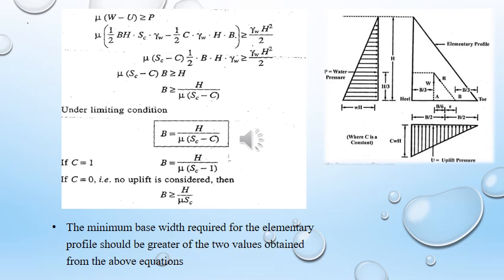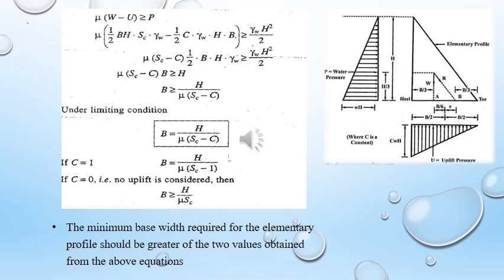Then it comes out that B should be more than or equal to H upon mu times (SC minus C). So, under the limiting condition, the base width B is equal to H upon mu into (SC minus C), and if C is equal to 1, we consider the full uplift pressure. So, then put the value of C equal to 1.